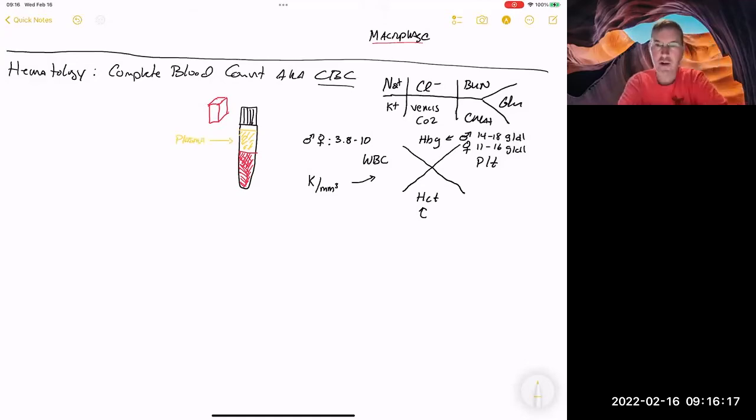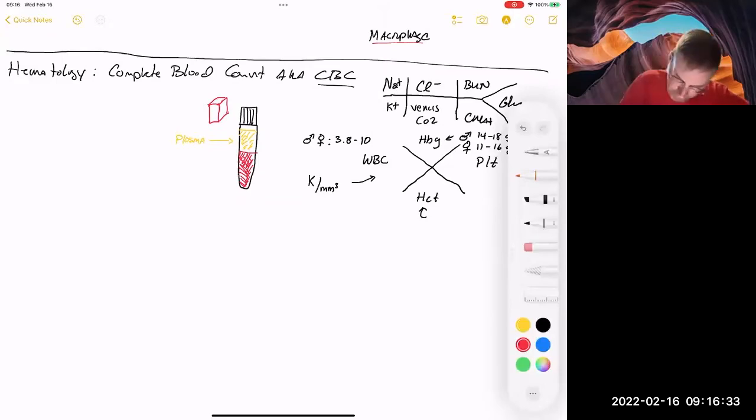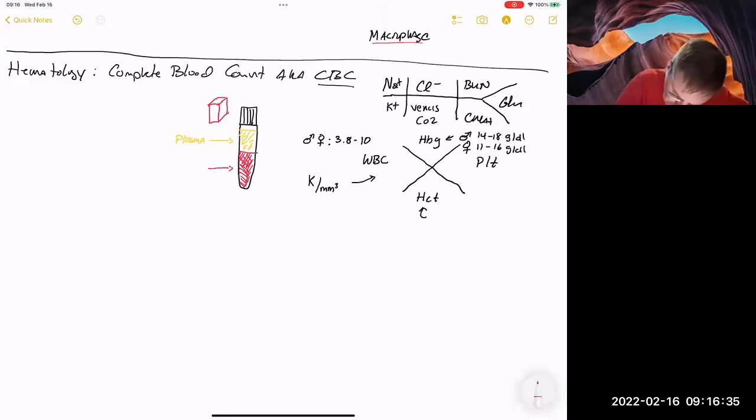This is where most of the water is, and then there are smaller proteins like albumin and immunoglobulins or antibodies that are floating around, as well as clotting factors. And then the heavier stuff that sinks down, these are the packed or the formed elements, and these mainly include white blood cells and red blood cells.